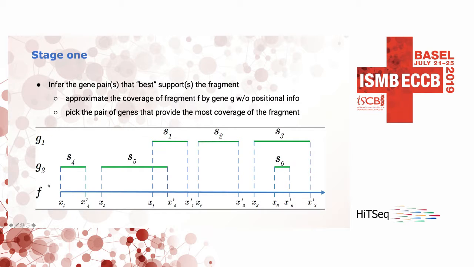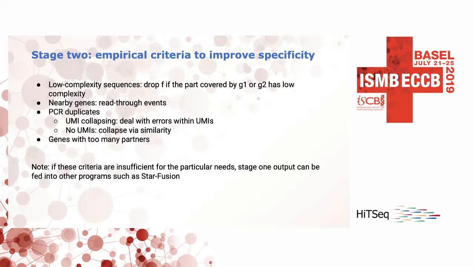I only illustrated G1 and G2. Typically, you see a long list of genes. Then this problem turns into a max cover problem. You basically identify 2 genes that best cover these fragments. Then in stage 2, we choose an empirical set of criteria to improve the specificity, specifically low complexity sequence, nearby genes, PCR duplicates, and genes with too many partners.